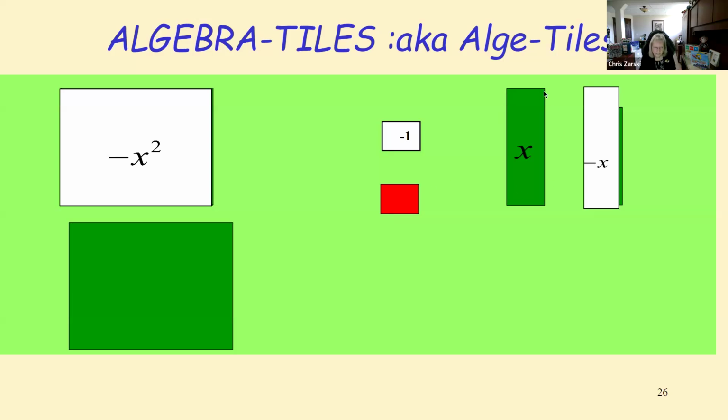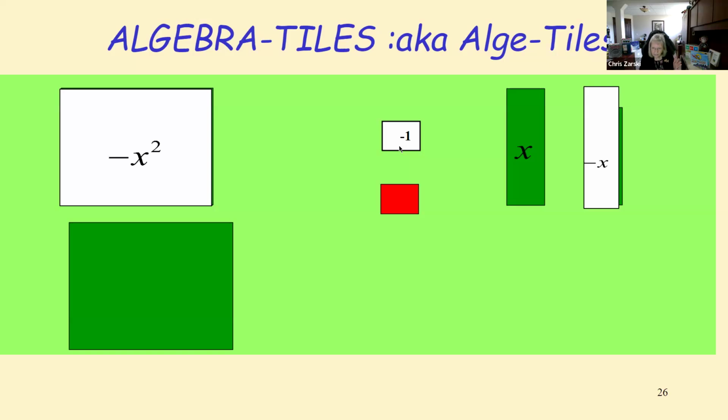So the long rectangles represent a variable. In most cases, we call it an x. It doesn't have to be an x, but generally that's what you're going to find: the long rectangle is called an x. The lighter side to it is the negative x, the flip of it. The small square that's a dark color is a positive one. The flip side of it would be a negative one.